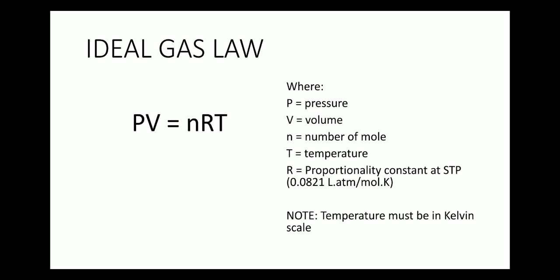The difference of this formula is that in our previous laws, we have P1, V1 and P2, V2. But in this case, we don't have initial or final quantities.